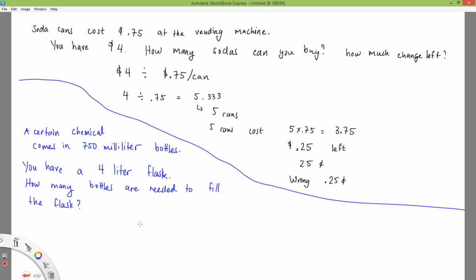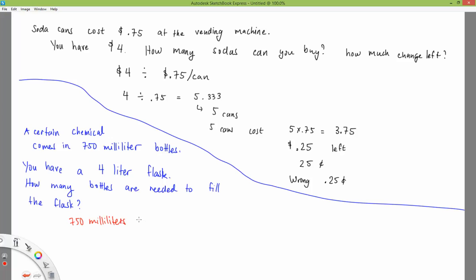Yes, we're measuring volume and not money, but it's the same math operation that we're doing here. Okay, so 750 milliliters, what is that in liters? 0.75 liters, right?